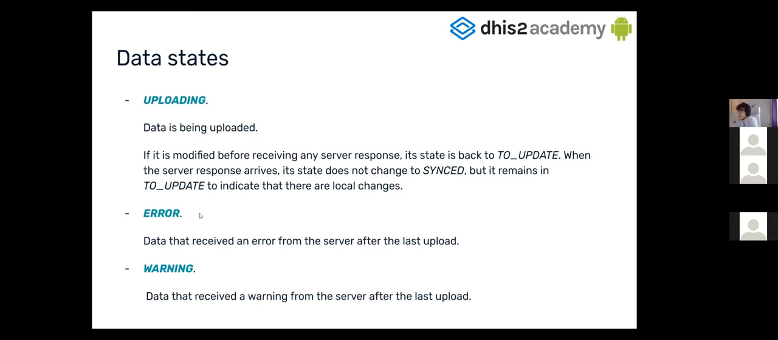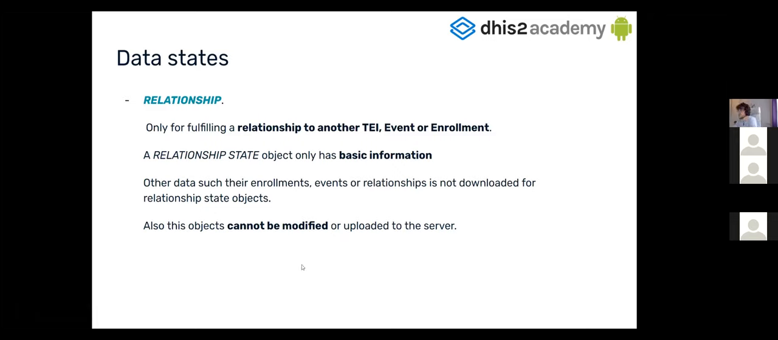Also you have the error state, that is when you receive an error from the server after the upload. And the warning is the same, but when you receive a warning. You also have the relationship states. That's only for fulfilling a relationship to another key event or enrollment. And this relationship state means that this object only has basic information. So it doesn't have any enrollment or any event or other relationships. Those are not downloaded for this entity. And also cannot be modified or uploaded to the server. So it's just for information to have in there about the relationship.